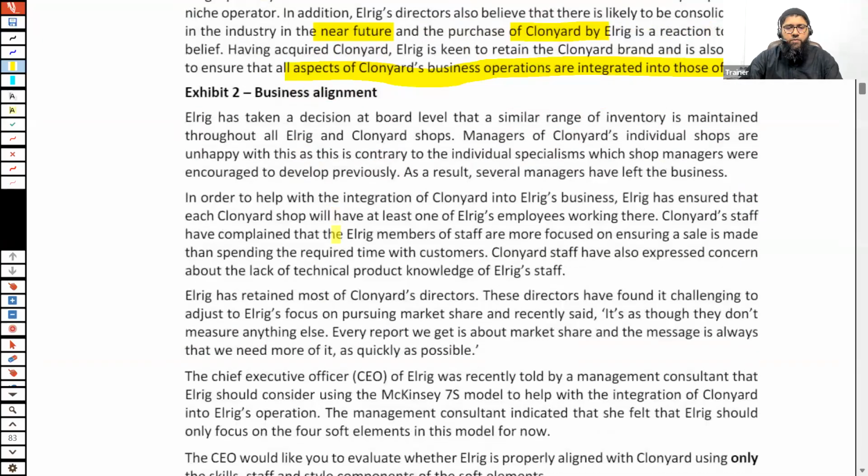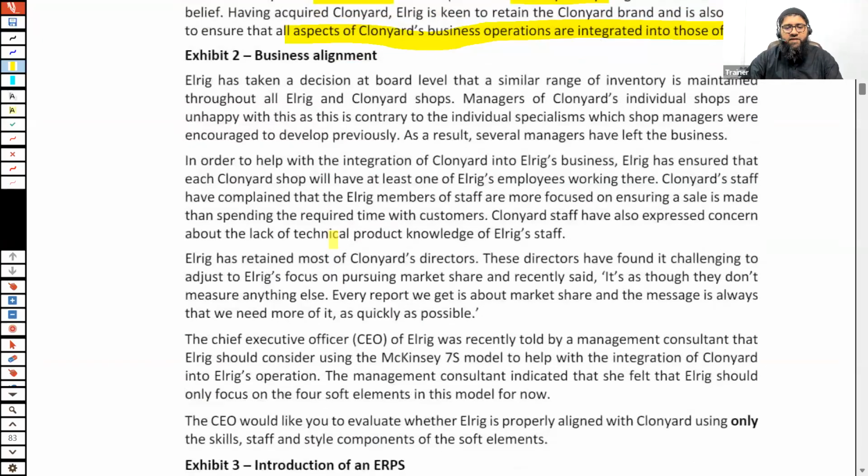Now, what next is there? The next aspect is about the business alignment. Can you just go through it? Can you just review it? Because this is ultimately also going to create one of the requirements of the question.